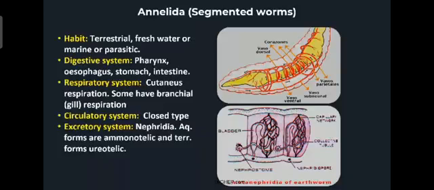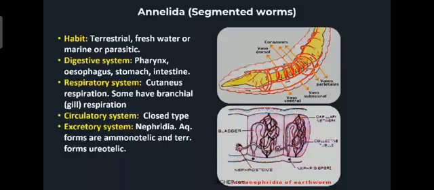Then the circulatory system. Circulatory system is closed type. So here in the first diagram you can see that red color, all those are the blood vessels. So closed type means what? Blood is flowing through the different blood vessels or blood capillaries. So it is called as closed type of circulatory system.